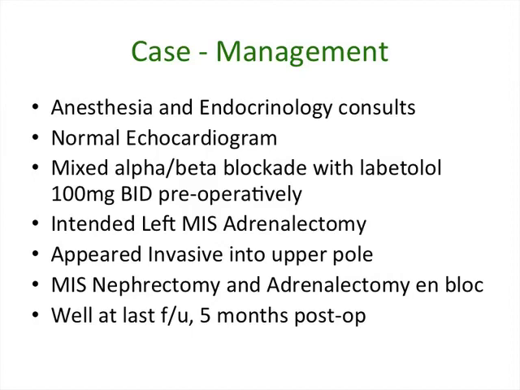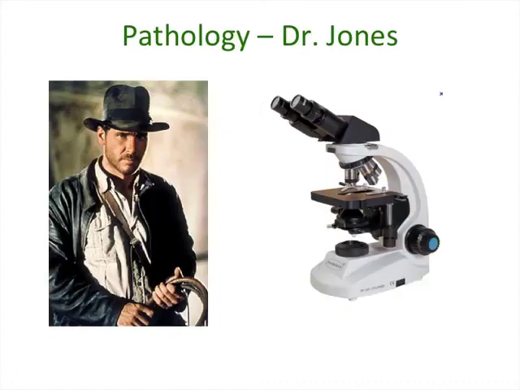He went to the operating room with the intention of undergoing a laparoscopic adrenalectomy, but at the time of surgery, the mass appeared invasive into the upper pole of the kidney, and there were some issues with bleeding as well, and it was felt that it was safest to pursue nephrectomy and adrenalectomy en bloc. It was carried out laparoscopically without complication. Intraoperatively, there were no concerns about hypertensive crises. The patient did well, and the postoperative course was also unremarkable, and this man was well at last follow-up, 5 months post-op.